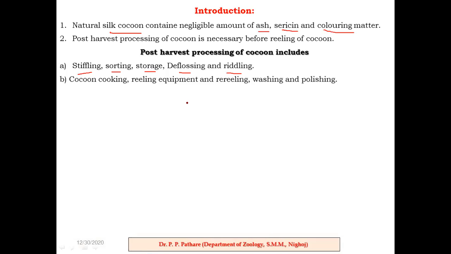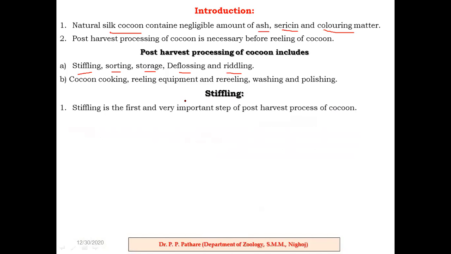Then cocoon cooking, reeling equipments, reeling, then washing and polishing. These are the processes included in post-harvesting of cocoon. I hope you understand. So let us start, without wasting our time. Let us start to study what is stifling.